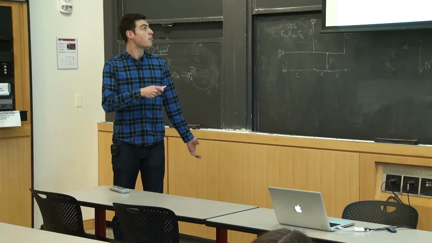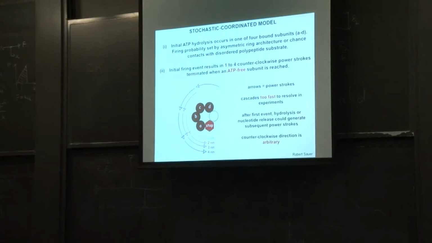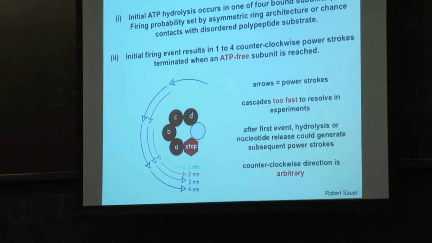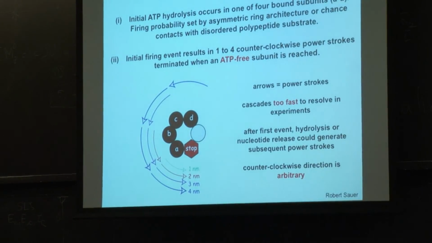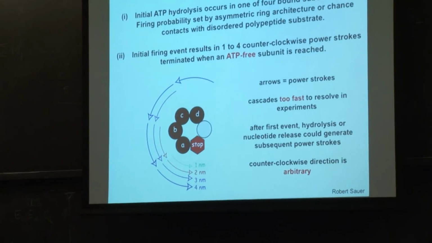So, this model, we don't actually have much evidence that suggests that it has to be sequential orders of subunits going around the ring like that. We've chosen this counterclockwise direction completely arbitrarily.